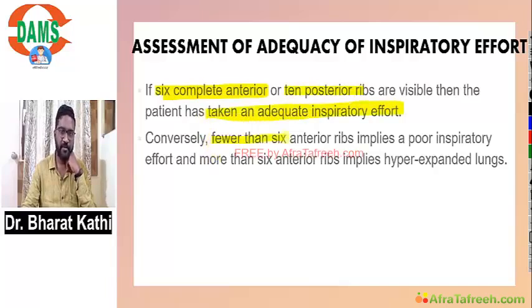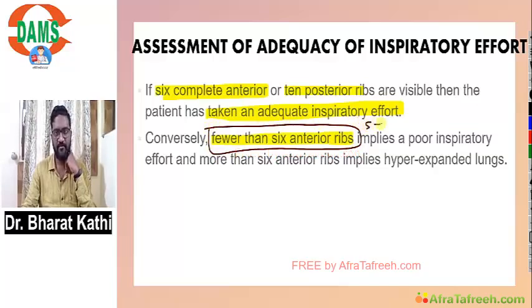Conversely, fewer than 6 anterior ribs. Just remember one thing, anterior ribs about 6. In a few books it is given as 5 to 6 ribs. So fewer implies a poor inspiratory effort, and more than 6 anterior ribs.